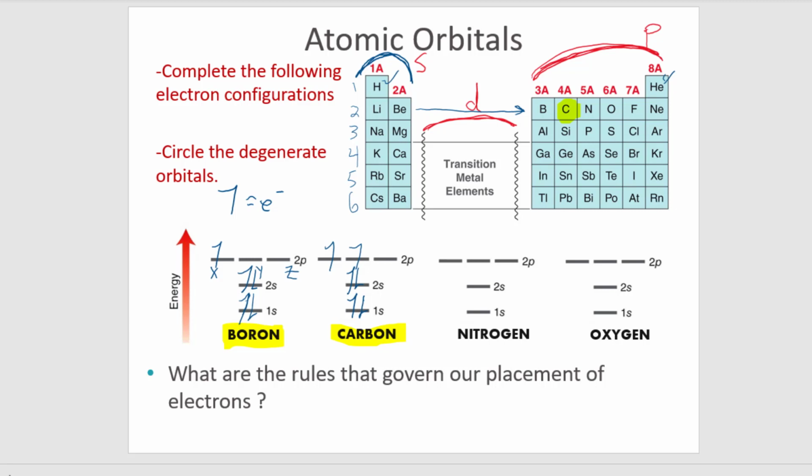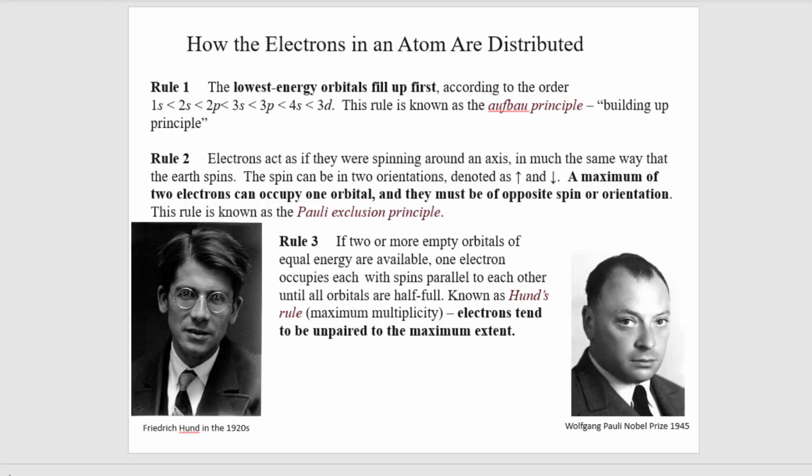What are the rules that govern our placement of these electrons, as I've just shown you? Well, the first rule, and this is, again, going back to your Gen Chem roots, is that the lowest energy orbitals fill up first. This is a good premise to learn, and this is going to come in handy as a little background knowledge to help us understand a few things moving forward. According to the order, 1s is lower in energy, then 2s is lower in energy, then 2p, and you can see how it goes from there. This is also called the Aufbau principle, or the building up principle.